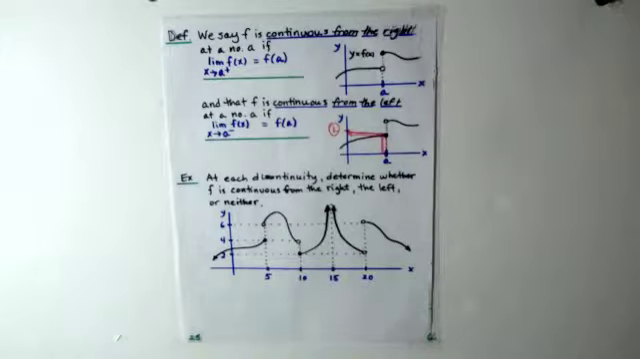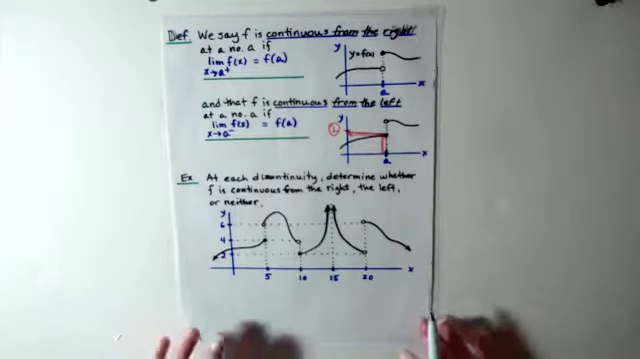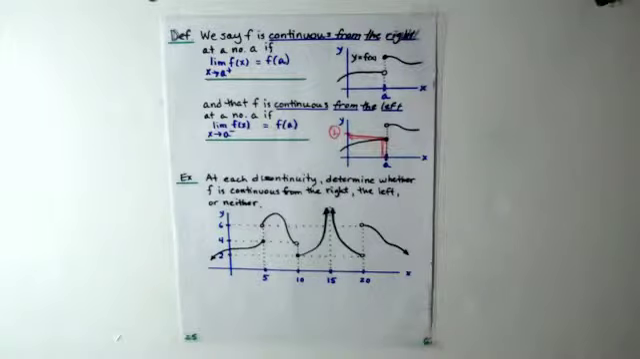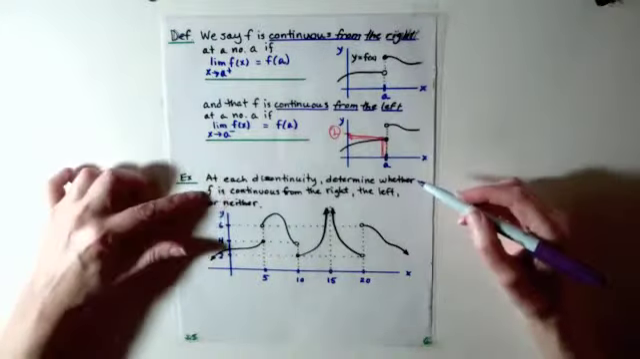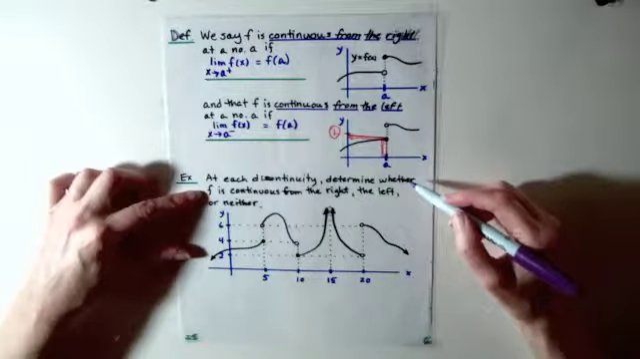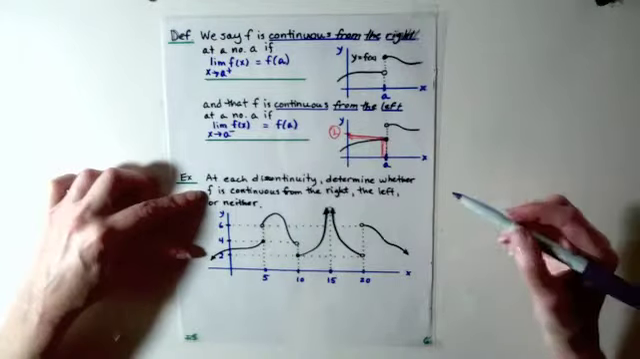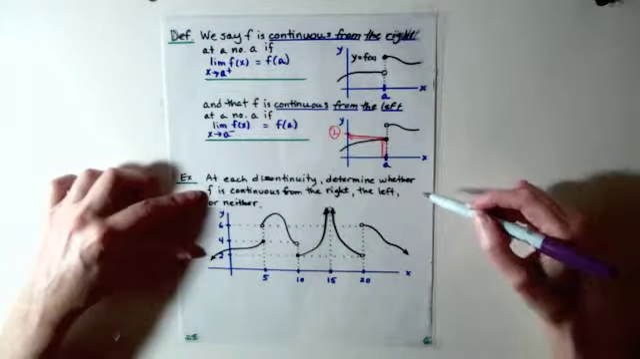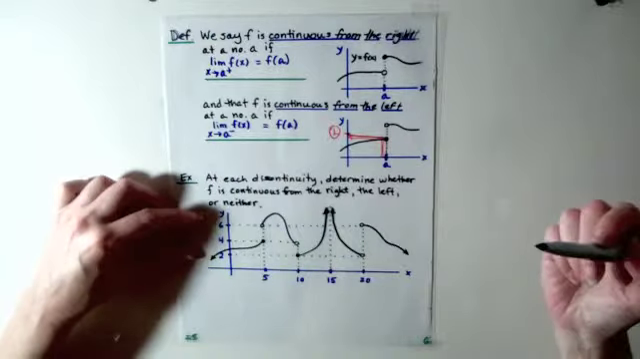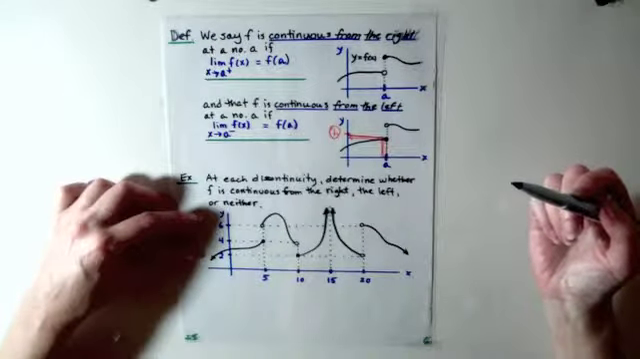All right, let's go ahead and look at another example where we're just going to get used to deciding whether a function, if it's discontinuous at a point, if perhaps it is continuous from the left, maybe it's continuous from the right, or maybe it's not continuous from the left or from the right. So in this example, at each discontinuity, we're going to determine if f is at least continuous from the right, or if it might be continuous from the left, or sometimes it might be neither of those. It may not be continuous from the left or right.